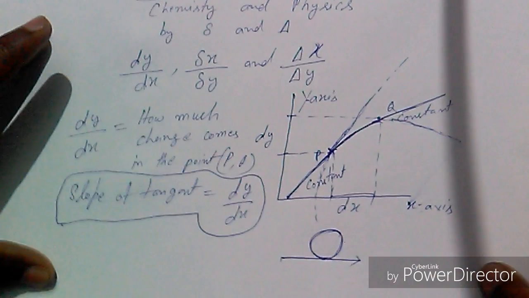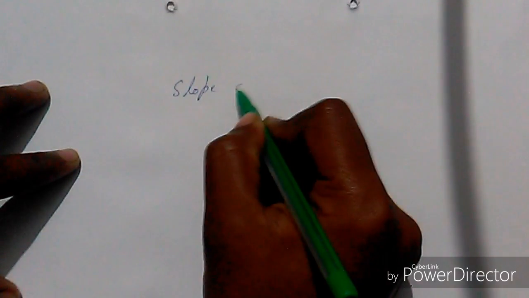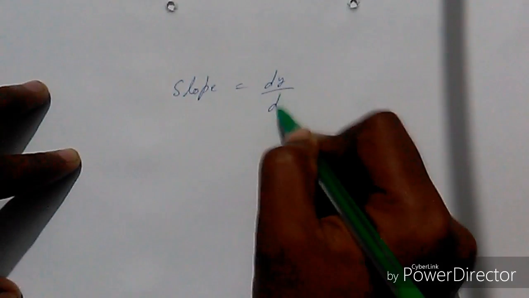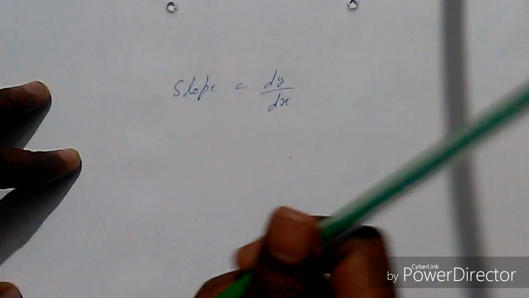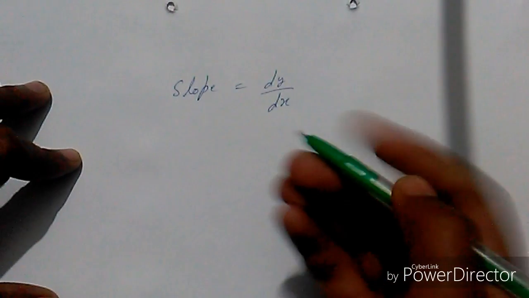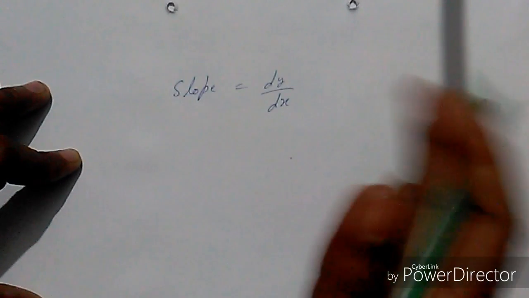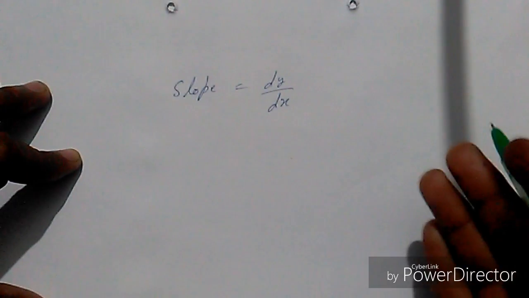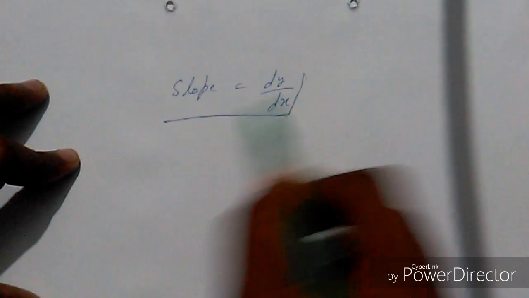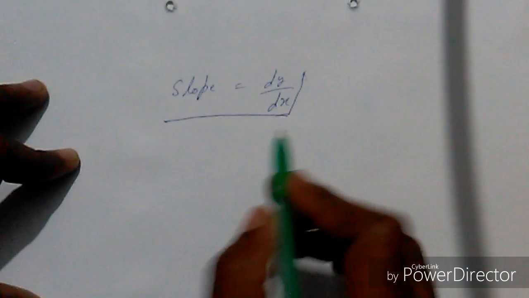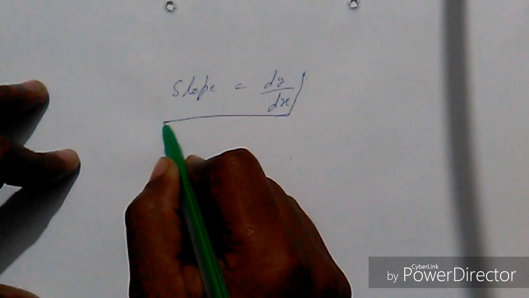Okay friends, now again a question: slope is equal to dy by dx. It is a science concept that we learned before, used in physics and chemistry, but slope is also used in engineering. Let me explain to you.